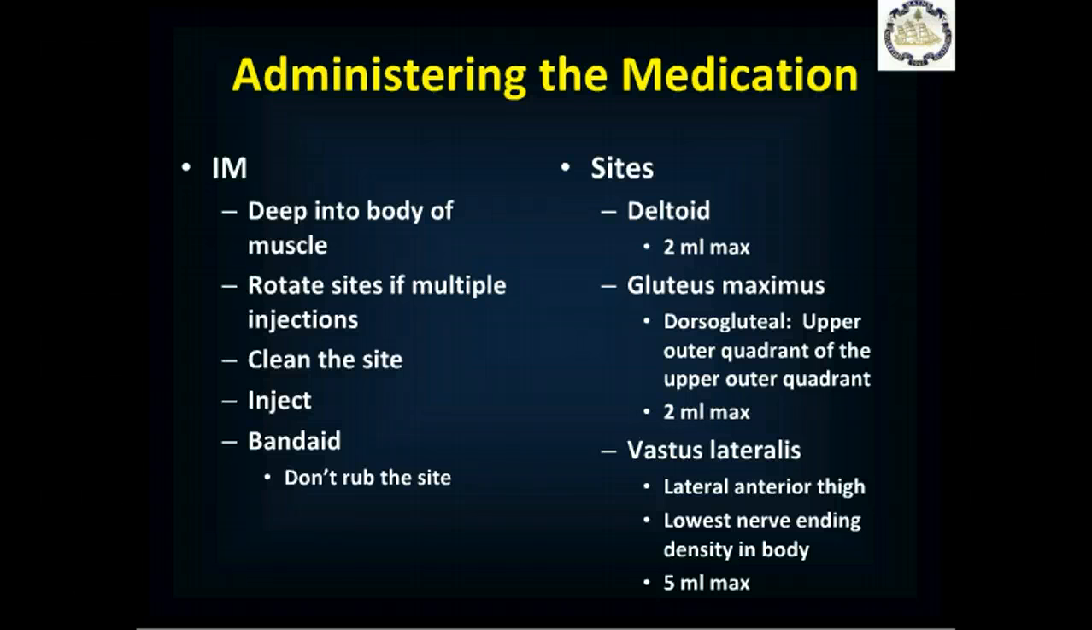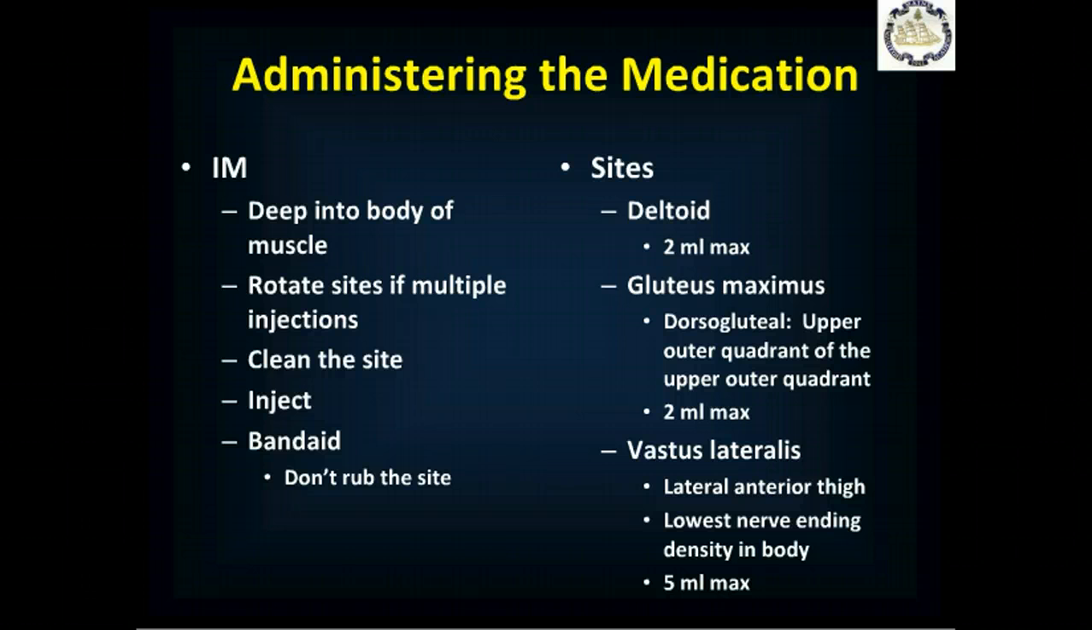So what sites do we use? The deltoid muscle, which is on the upper outer shoulder. You can put a total of 2 mLs into that area. The gluteus maximus, which is your buttocks area. You look at the buttocks, you draw on each side a little cross or plus that divides it into 4 quadrants, and then in the upper outer quadrant you draw another cross, and in the upper outer quadrant of the upper outer quadrant you can give up to 2 mL.